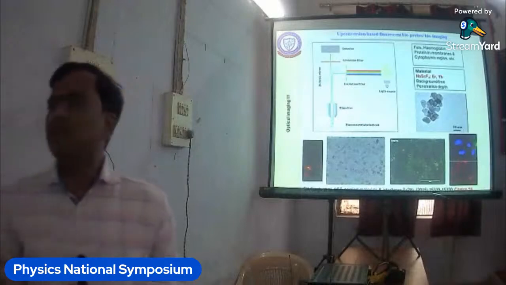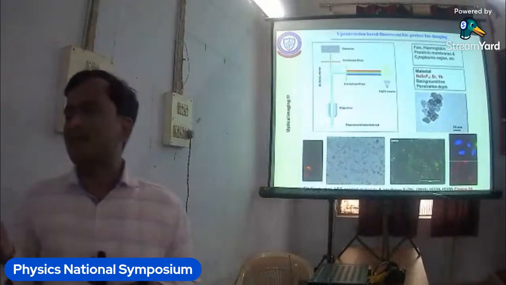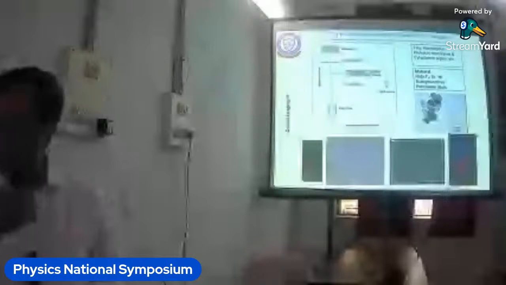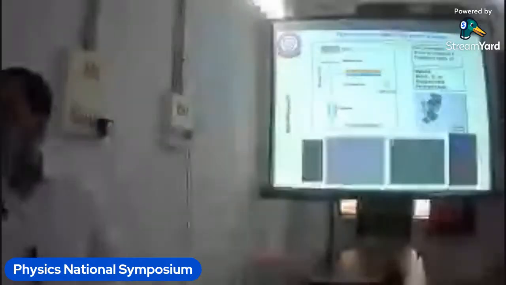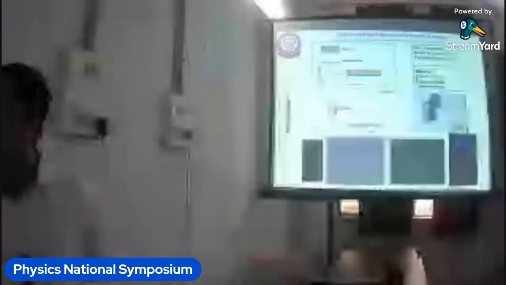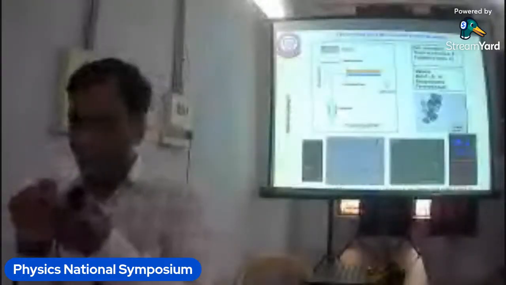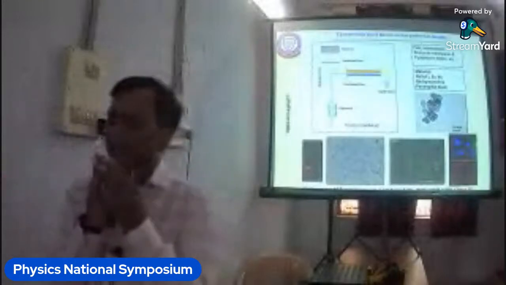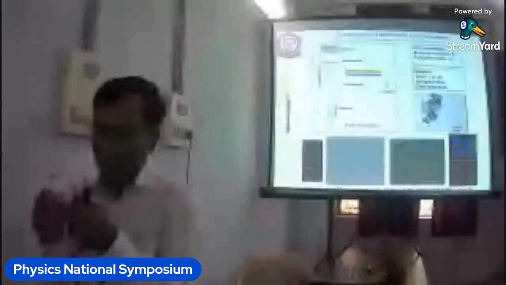So your signal to noise ratio is very low. It should be very high. So in order to avoid this, upconversion material, and we can excite with 980 nanometer. This 980 is that there is no autofluorescence from your specimen itself, and at the same time penetration depth will be high. So you will have high spatial resolution with penetration depth, right?